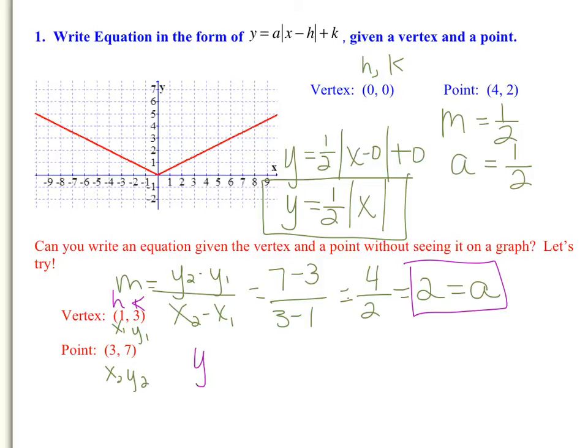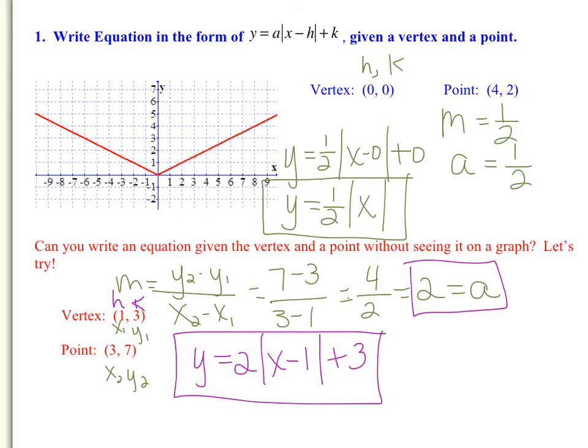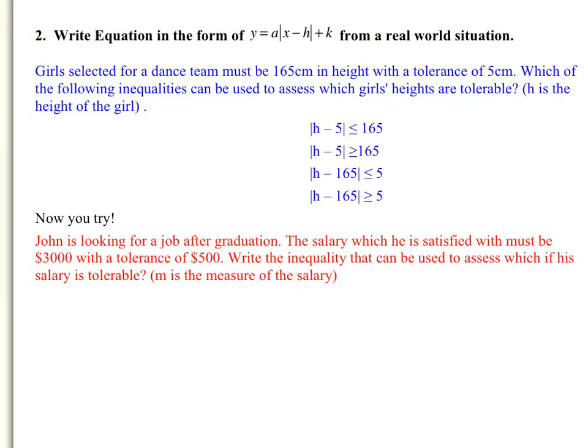We have y equals, our a value is 2, times the absolute value of x minus h. So that's going to be x minus positive 1 plus 3. So there you go. We just wrote our absolute value equation when given a vertex and a point. Now let's move on to the last one. Now we are going to learn how to write an equation or an inequality from a given situation.